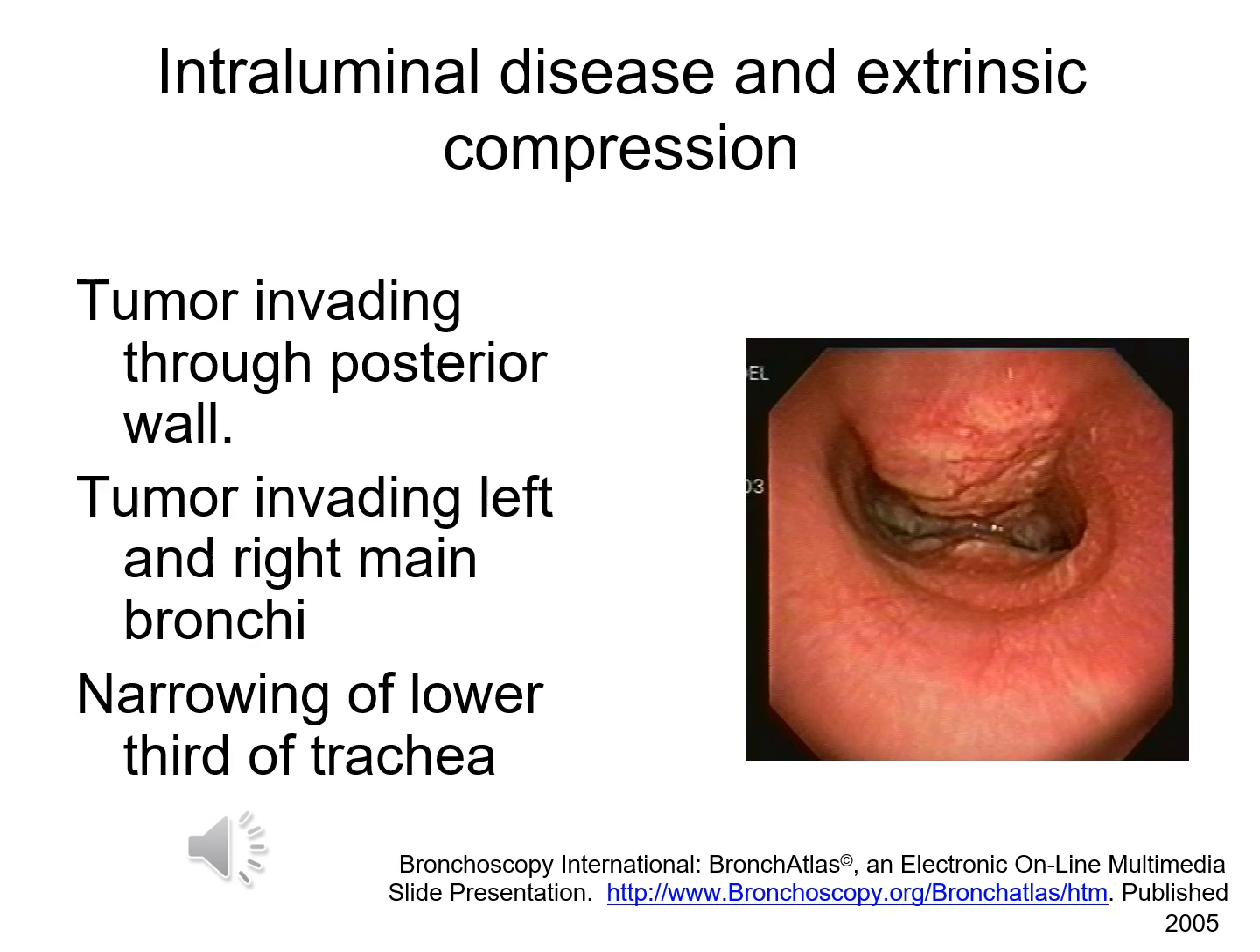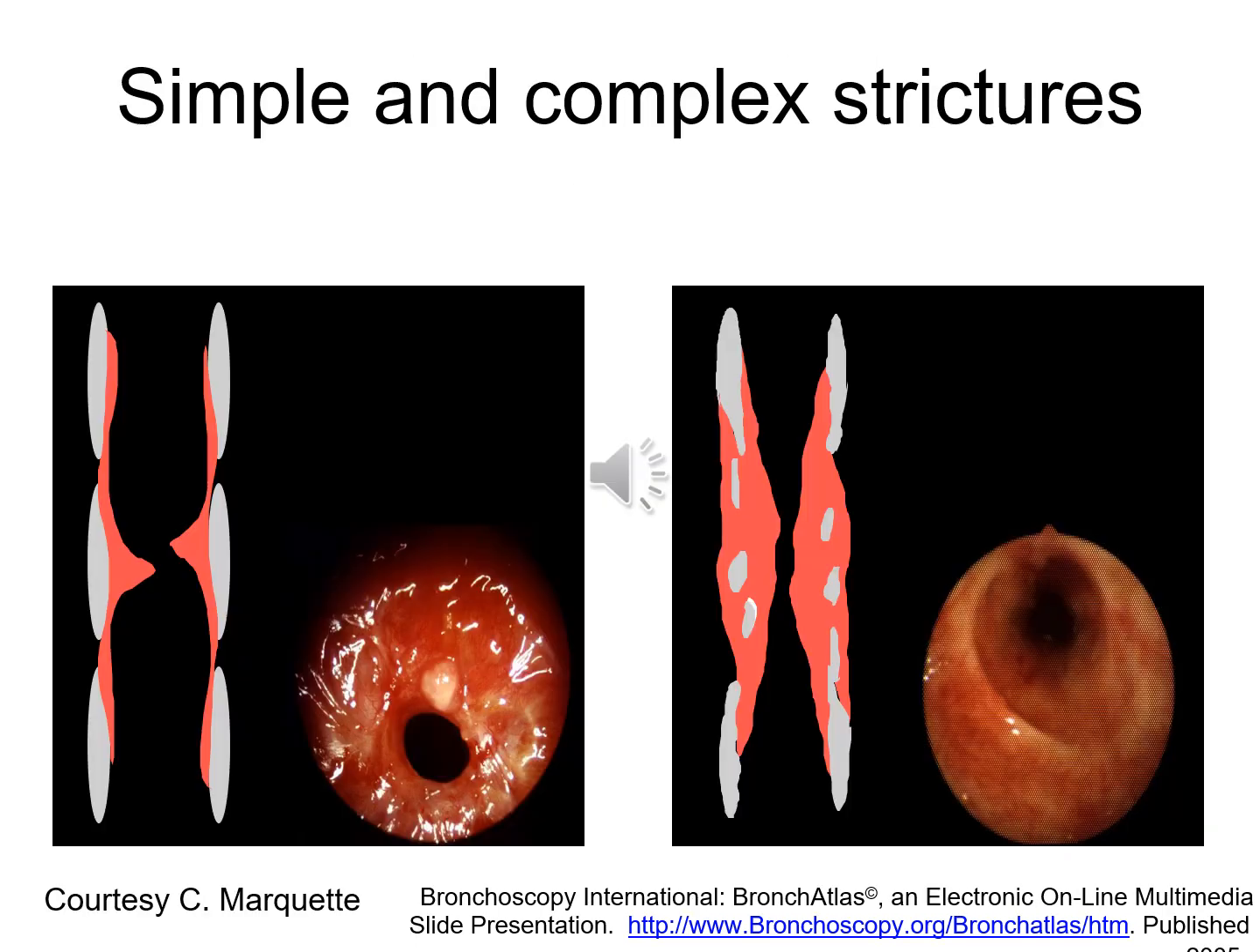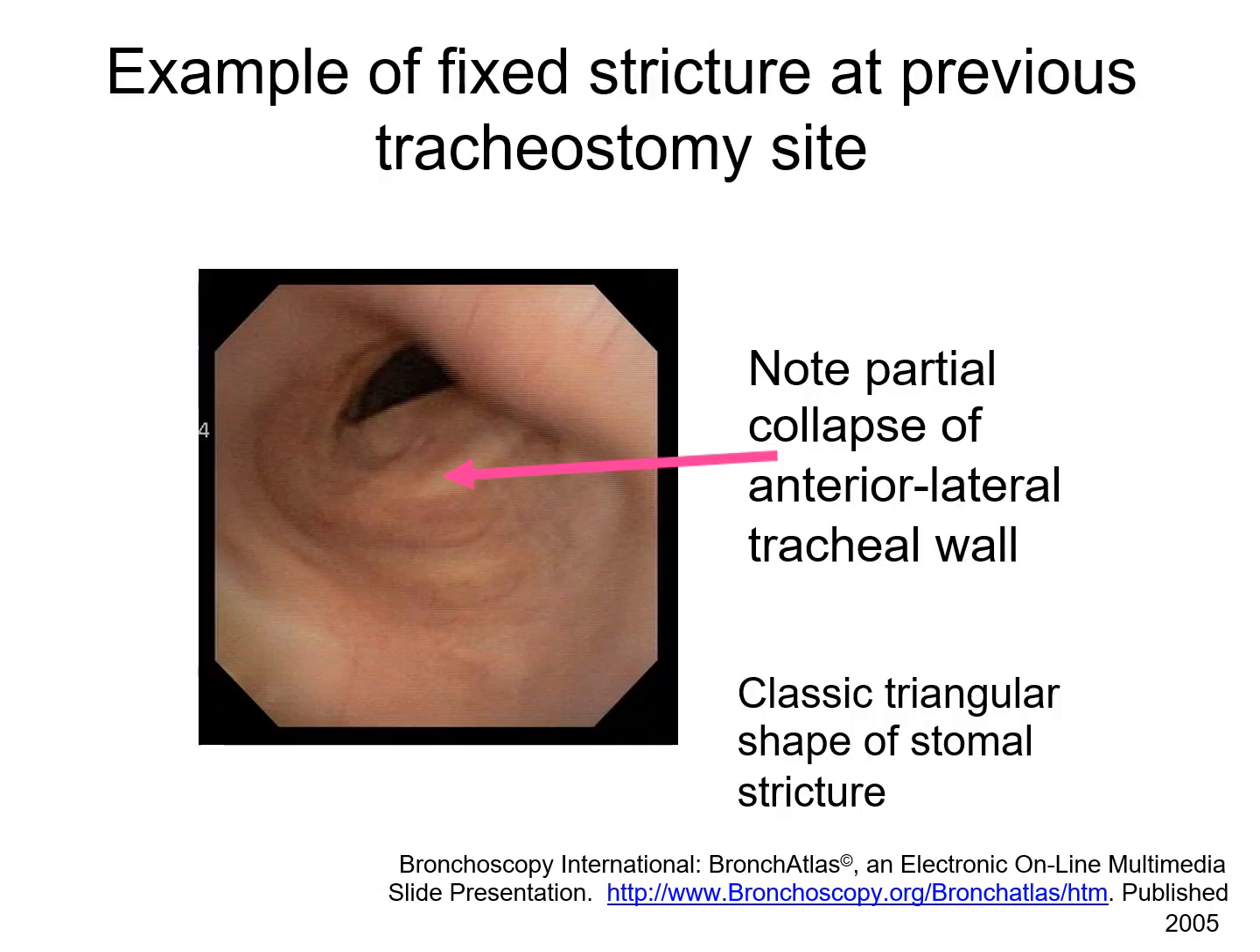Intraluminal disease and extrinsic compression. Tumor invading through posterior wall. Tumor invading left and right main bronchi. Narrowing of lower third of trachea. Simple and complex strictures. Example of fixed stricture at previous tracheostomy site. Note partial collapse of anterolateral tracheal wall. Classic triangular shape of stromal stricture.